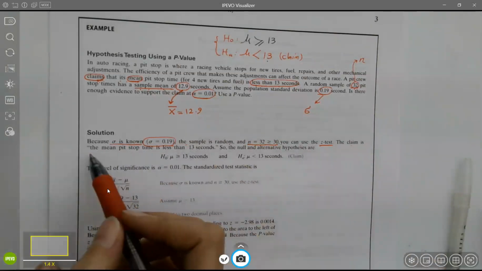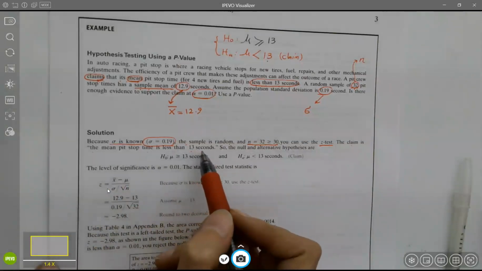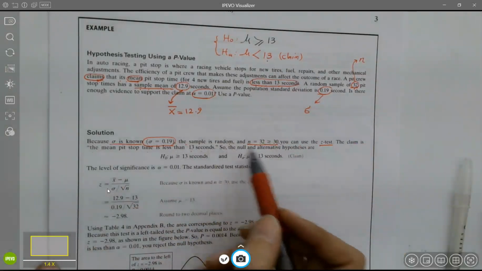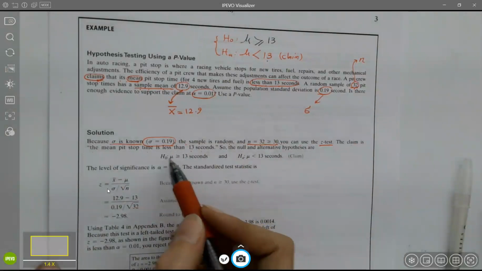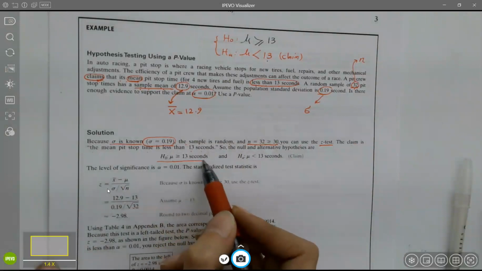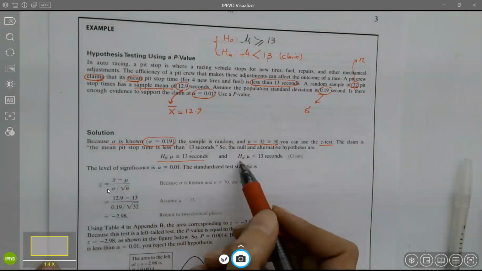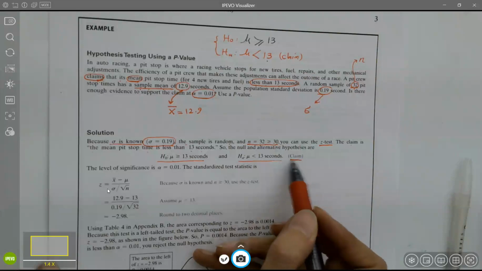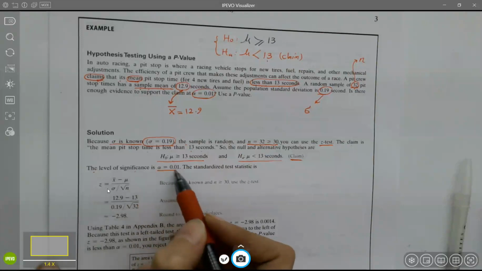The claim is the mean pit stop time is less than 13 seconds. So the null and alternative hypotheses are as follows. The null hypothesis says mean is greater than or equal to 13 seconds, and the alternative hypothesis says mean is less than 13 seconds. And note that this is the claim. The level of significance is 1%.